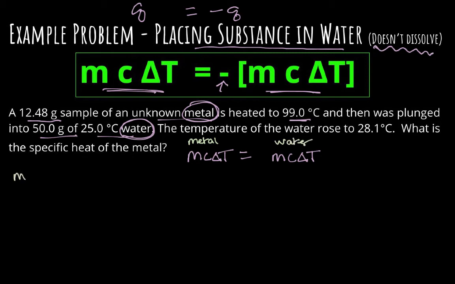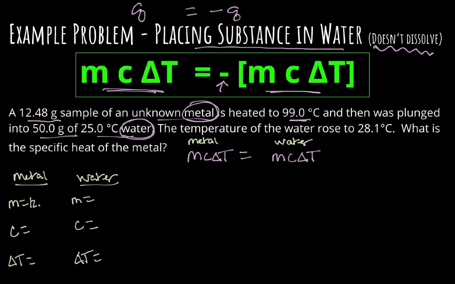So over here, I'm going to make two lists for my variables. So I need an M for the metal, M for the water, C metal, C water, delta T metal, delta T water. Okay, and then we'll come back to our equation and figure out how we decide which side is negative. So my unknown metal is 12.48 grams, and it says it's heated to 99. Okay, we'll come back to that in a second. Then it's plunged into 50 grams of 25 degree water.